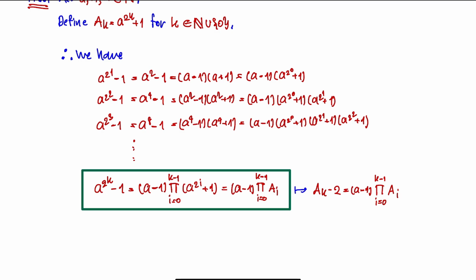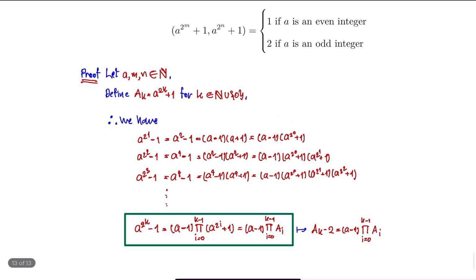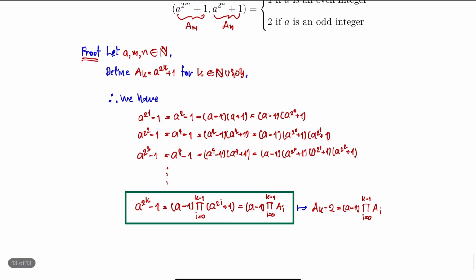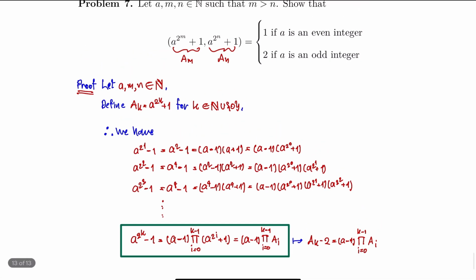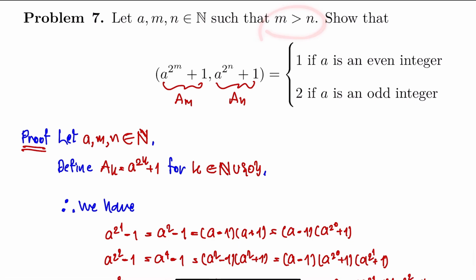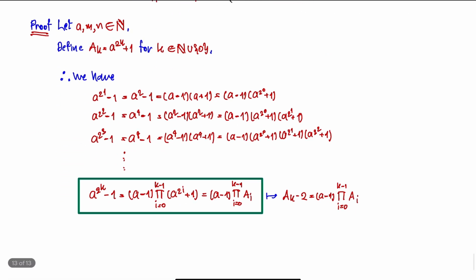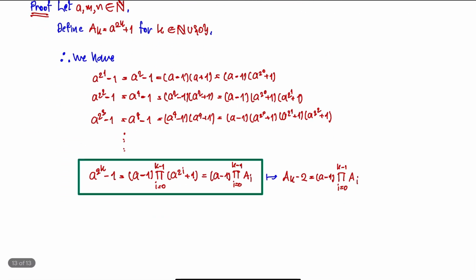Okay, great. So let's go to these two terms. These two terms right now can be written as a_m and a_n. But we know that m is greater than n. So what do we have right here? Let's take a look.